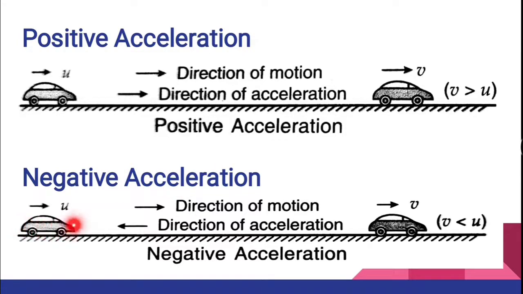Now let us see negative acceleration. Again, in this case, the car starts from initial velocity u, and after some time it attains a final velocity v. But in this case, the final velocity is less than the initial velocity. That means the car is slowing down, and if the car is slowing down, then the direction of acceleration is opposite. You can see the arrow. The direction of acceleration is opposite to the direction of motion. So in case the object has direction of acceleration opposite to the direction of motion, then it possesses negative acceleration.